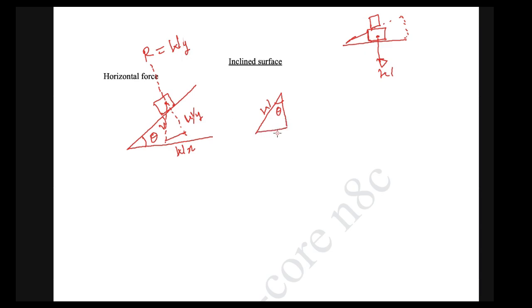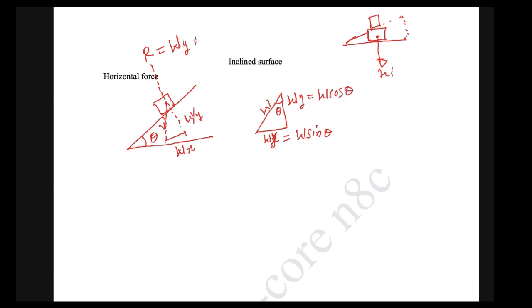This side, Wy, is the opposite side. Sorry, this should be Wx, I meant to say. So this Wx is the opposite to the angle, so it's going to equal W sine theta. Then Wy, this side, is the adjacent to the angle. It's going to equal W cos theta.